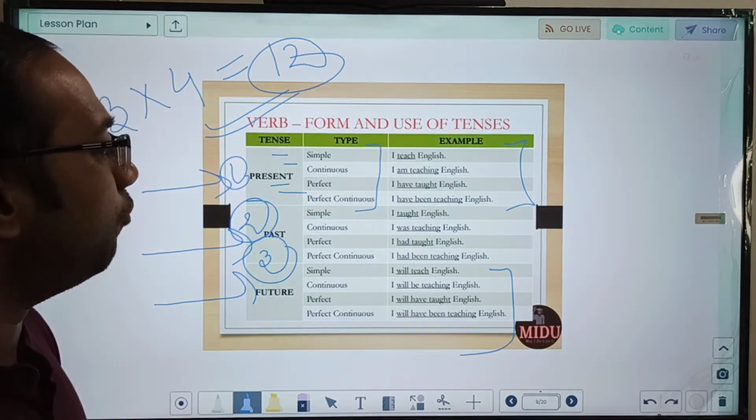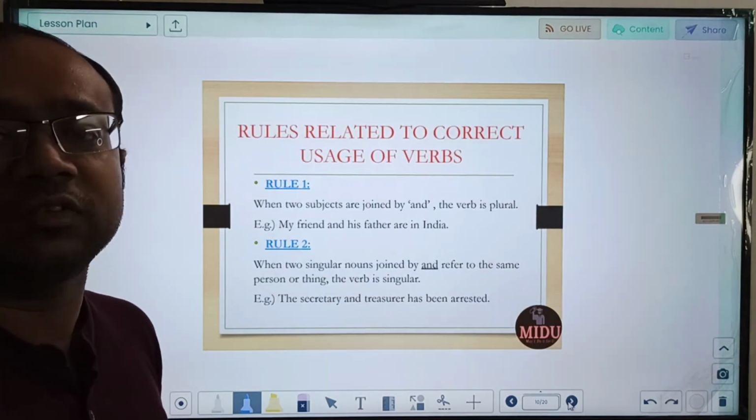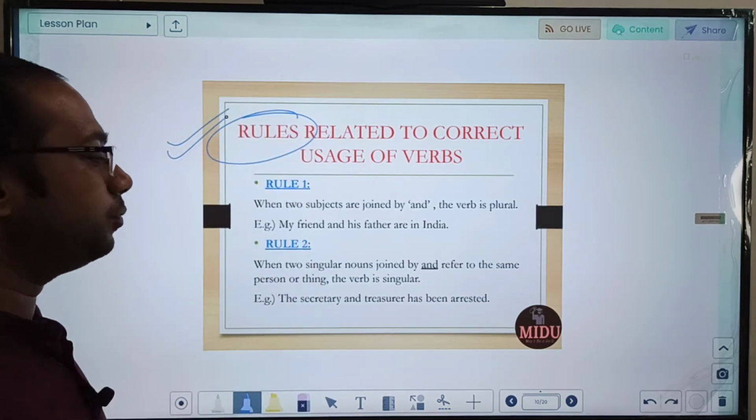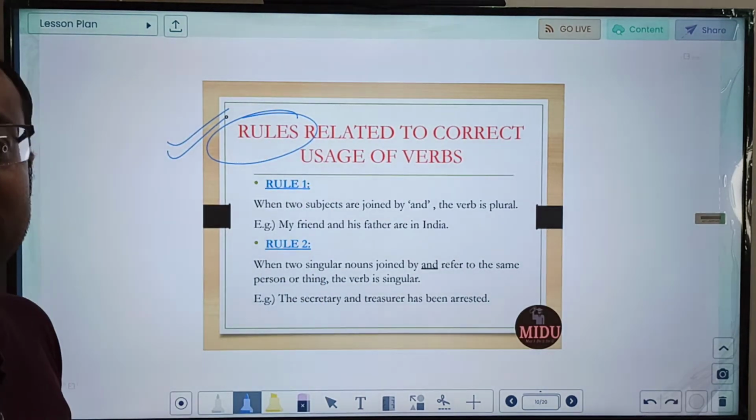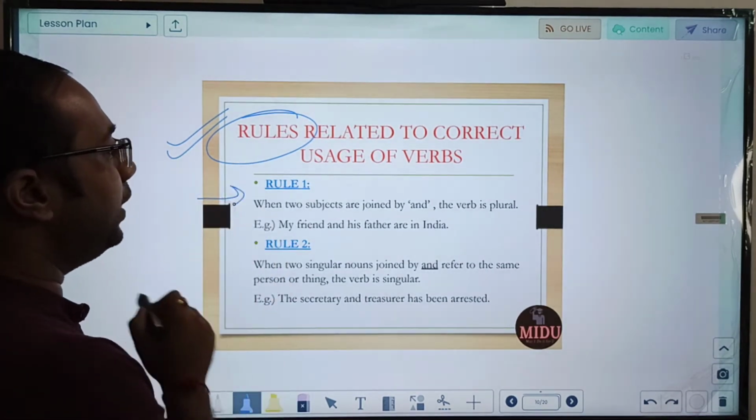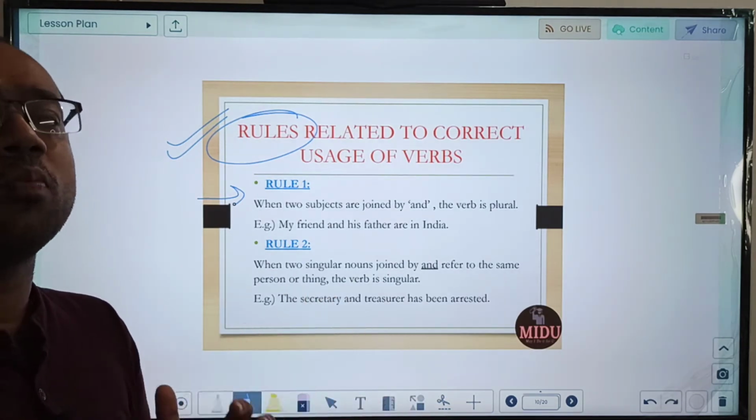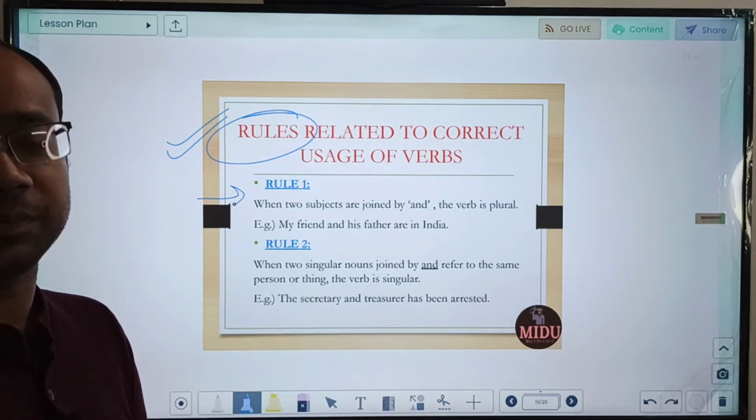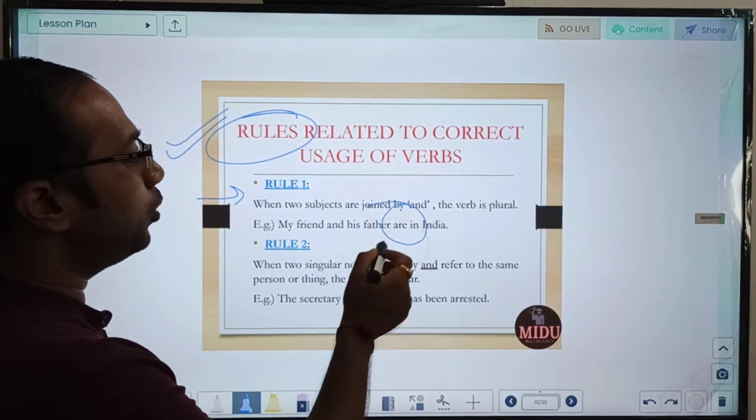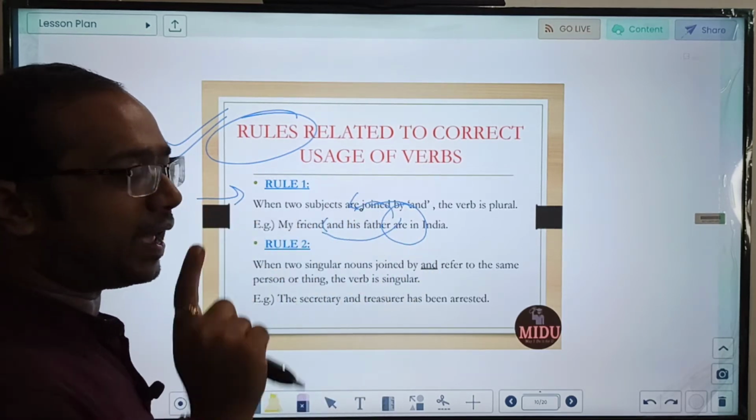Now after having seen the types of verbs, the various types of voices and types of tenses, let us start the rules. And the entire next part of this session will be concentrated, the next 10 slides will be about various rules. So first rule says that when two subjects are joined by and, the verb is plural. Very simple. So whenever and is used, that means two or more doers, subjects are there. My friend and his father are in India. So this are, why does it have to be plural? Because it is referring to two. So whenever two subjects are joined by and, the verb has to be plural.